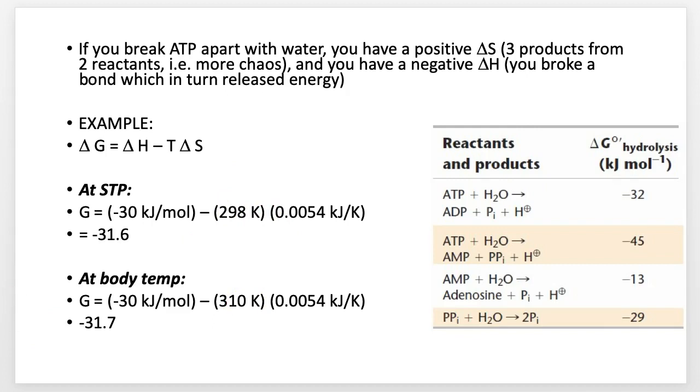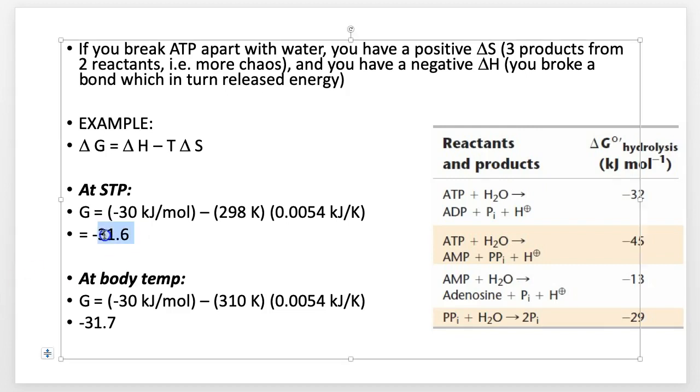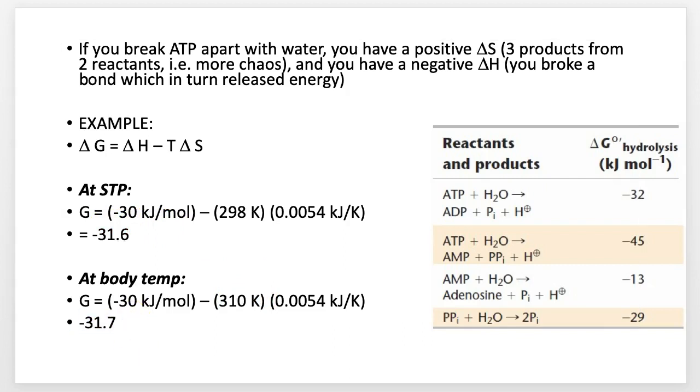And so we should get a little bit more delta G out of this. Remember, negative delta G is energy that we can use, right? So if it's negative 31.6 at standard temperature and pressure, we put a little extra energy in from our temperature, and now we're at negative 31.7, which seems negligible, but that can be a big difference when you zoom in on biological molecules. So that's kind of cool.